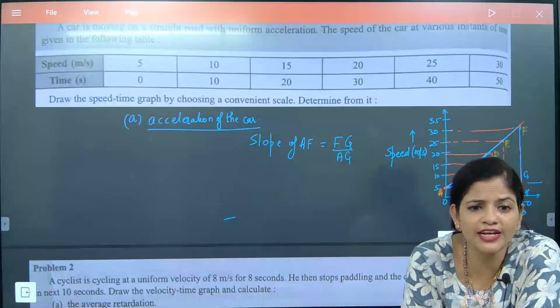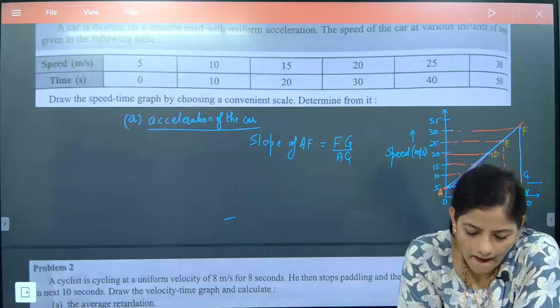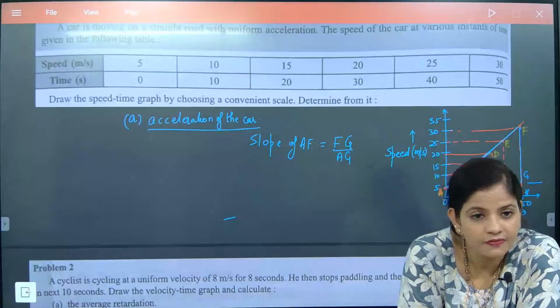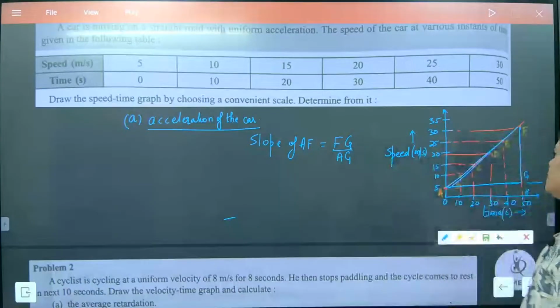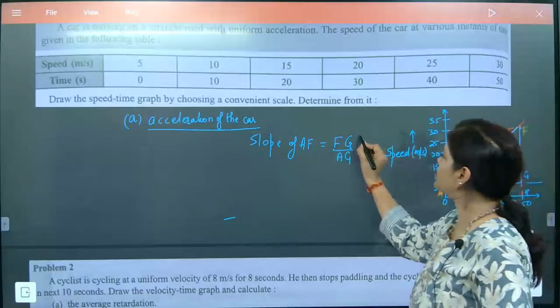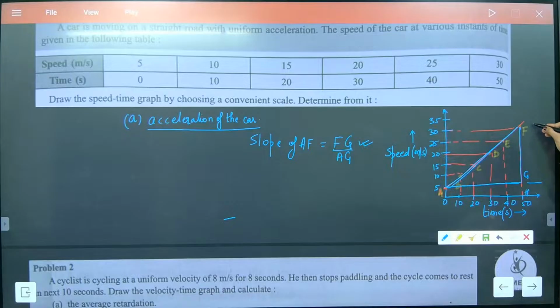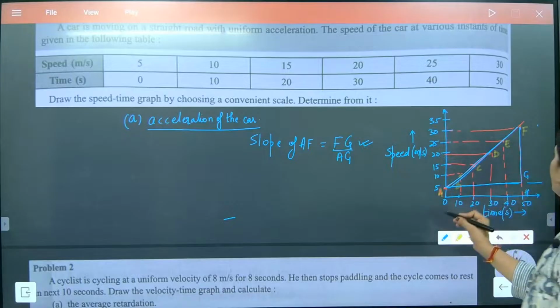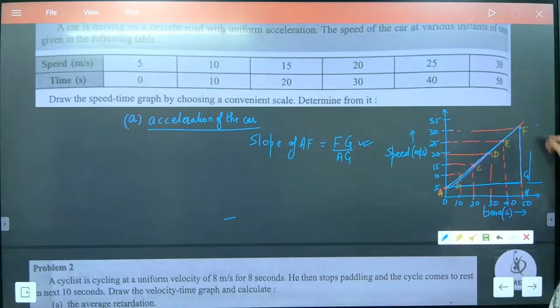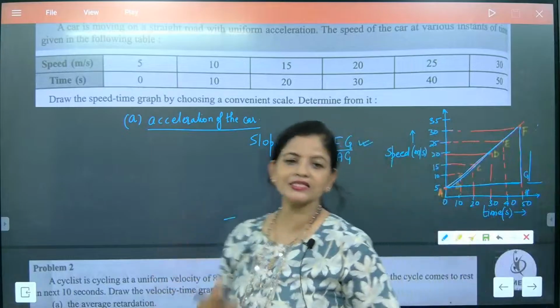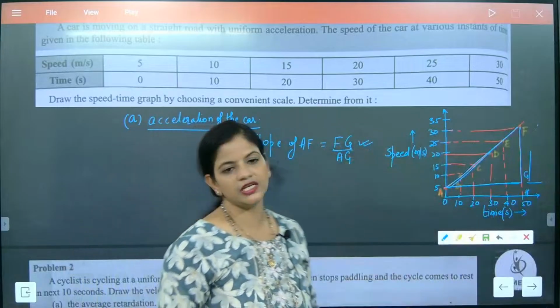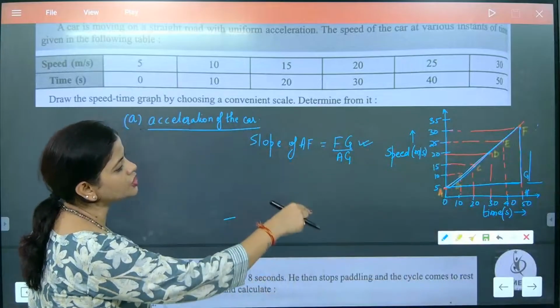What is the speed at point F? See, listen. FG is what? We are going to first talk about FG. What is FG? Total FG can be written as total FH. So, if somebody asks me what is FG, I will first check what is total FH.